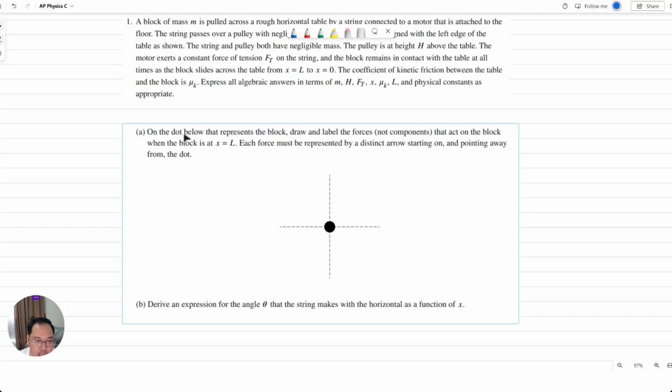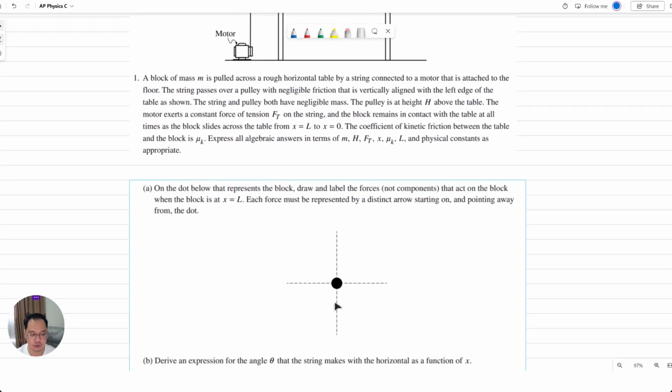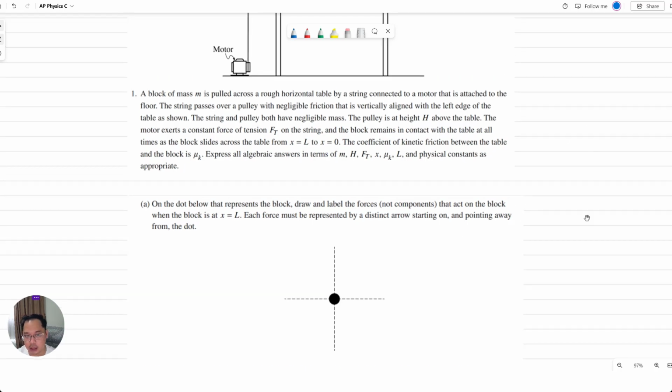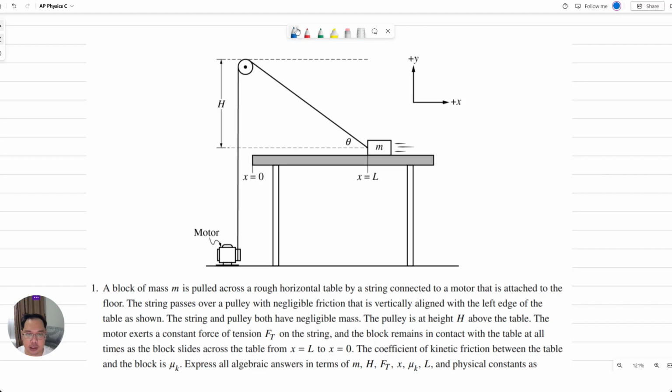Question A: on the dot below, which represents the block, draw and label the forces that act on the block when the block is at the position x equals L. Each force must be represented by a distinct arrow starting on and pointing away from the dot. I will draw the free body diagram on this dot later. Now I would like to explain it and draw it here directly on the diagram so that it helps you understand this problem more easily. There are 4 forces acting on this object.